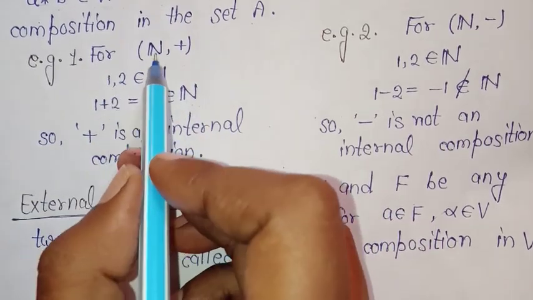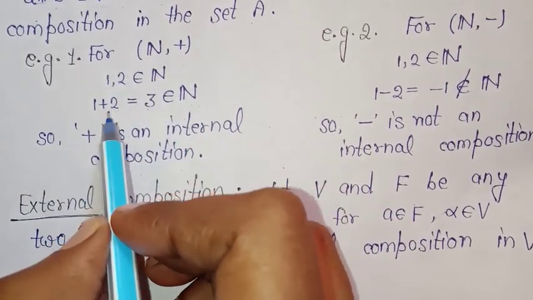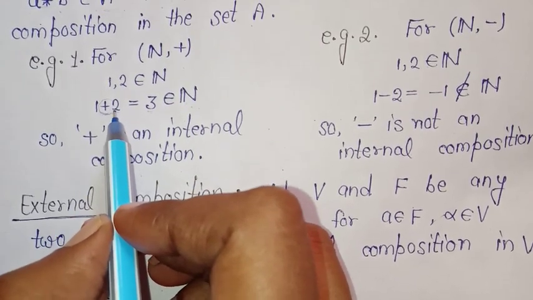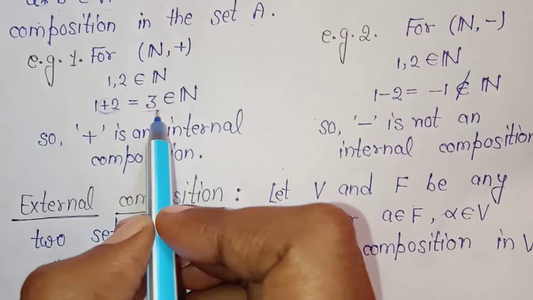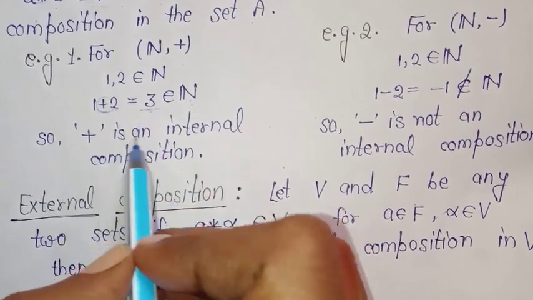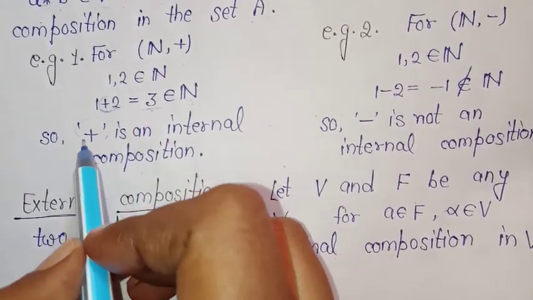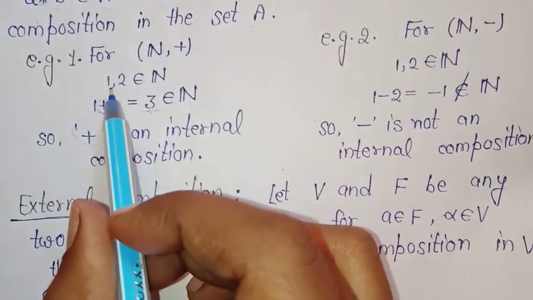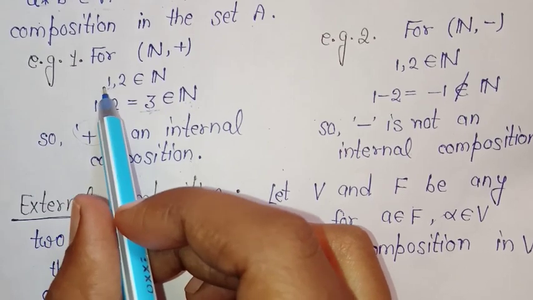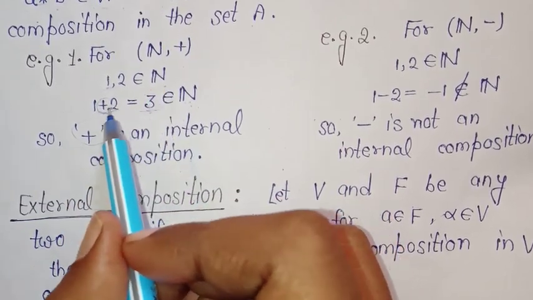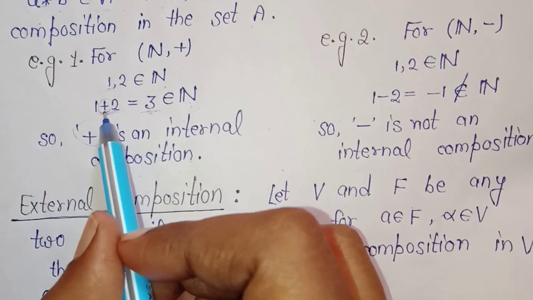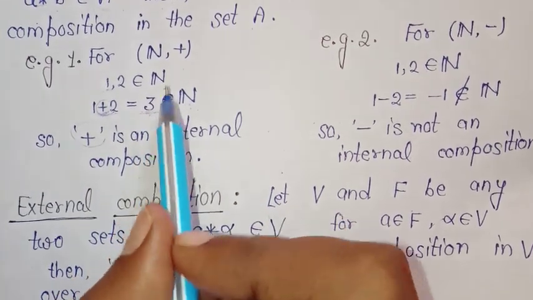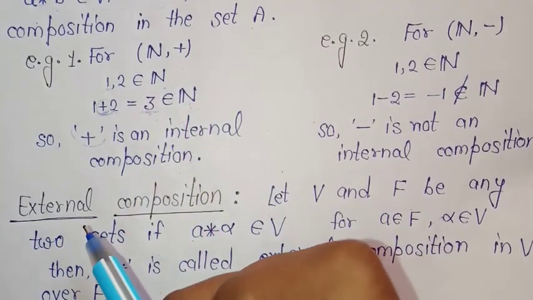So we have taken two elements from the set, and after applying the operation, that is the internal composition, over the elements of that set, we are getting again an element of that set. So this type of composition is called an internal composition. The only thing that you need to understand is that you have to take two elements of the given set and apply the composition over them, and if you get an element of the same set, then the composition is said to be an internal composition.